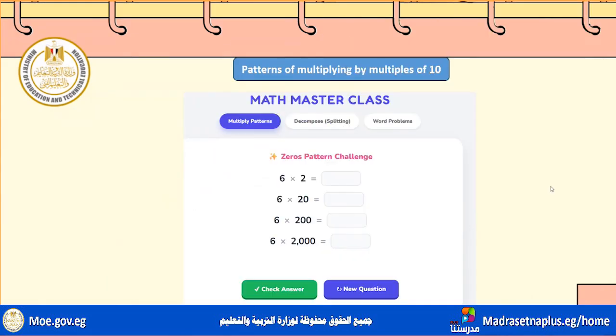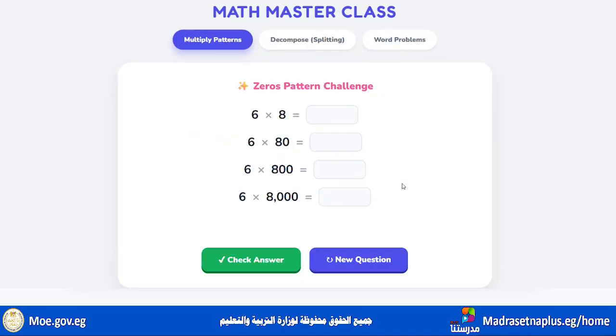Let's do an exercise about multiples of 10 if we times them by any number. It's simple. 6 times 8 will be 48. In the same way, 6 times 80 is 48 tens. Times 100 is 4,800. What about 1,000? 48,000. Answer's right.